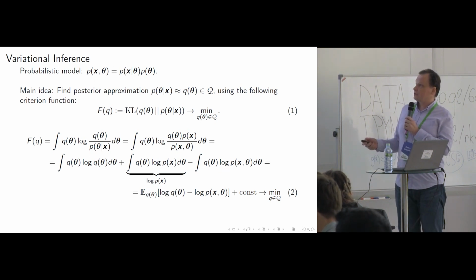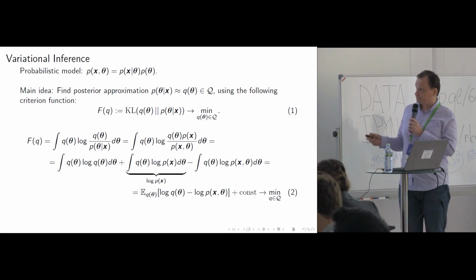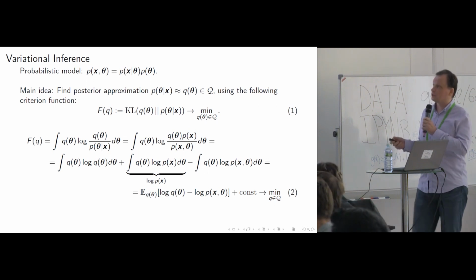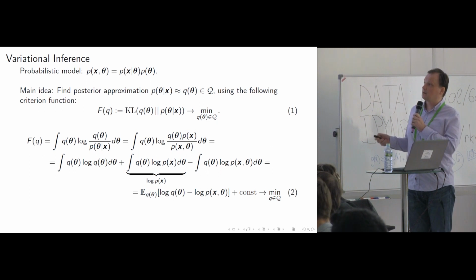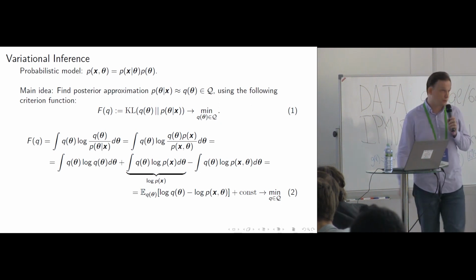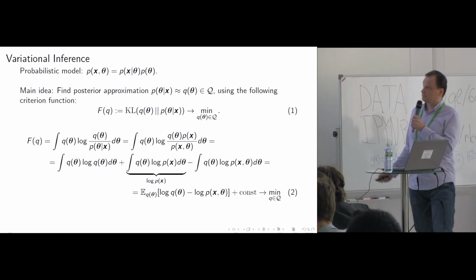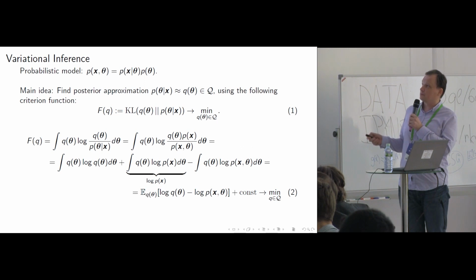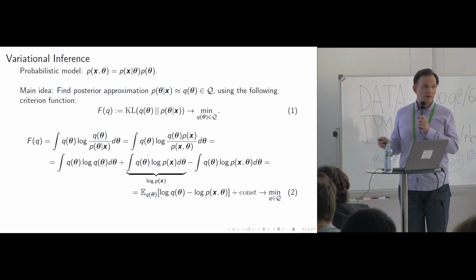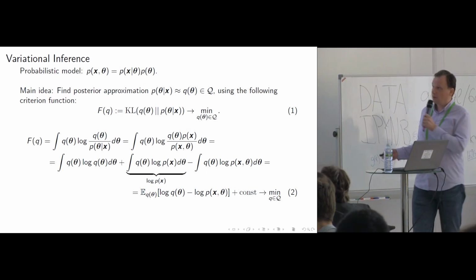These transformations are very simple. So we just write down the definition of KL divergence and then write the posterior distribution as a ratio of a joint distribution and the marginal distribution of a data set. Then we split this log factor as a sum of three terms.